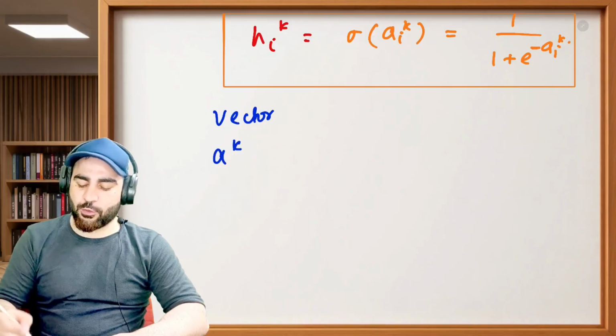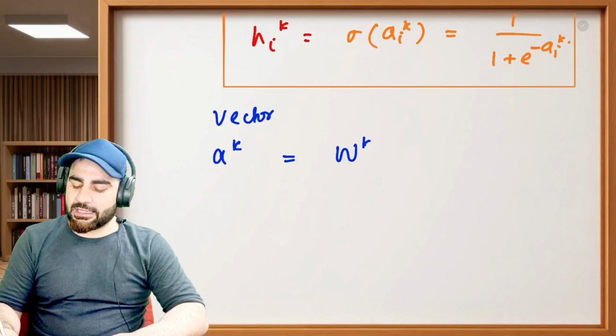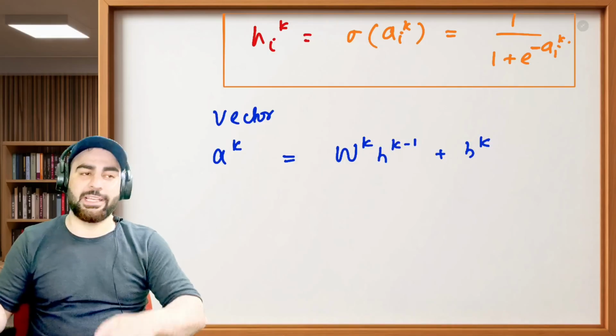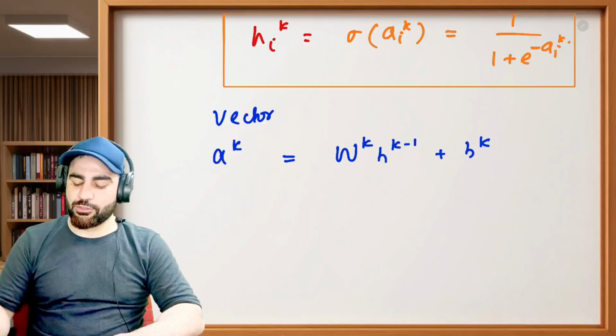You have to compute ak. So what will ak be equal to? This will be Wk, take the whole matrix and multiply it with h(k-1) and then plus bk. Pretty easy. You don't have to do it element wise. So you will use this for the computation.